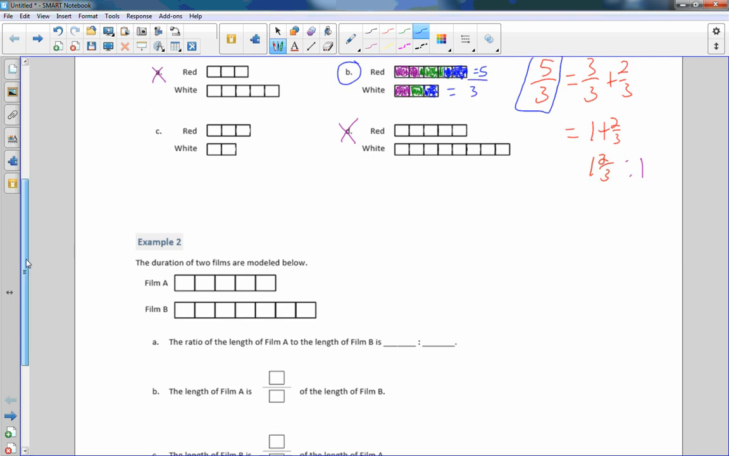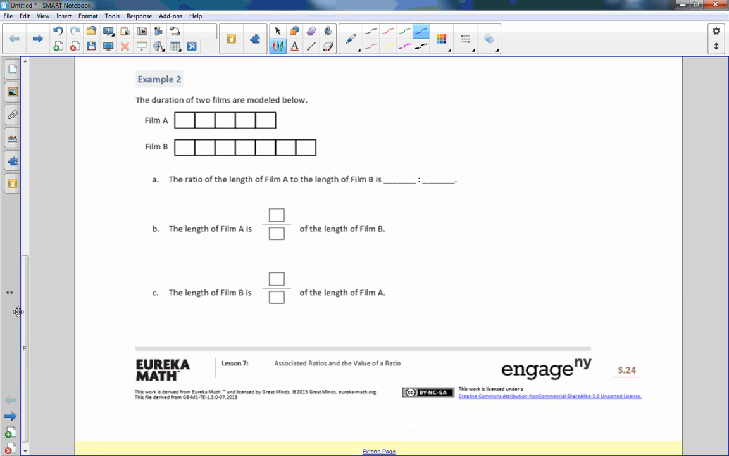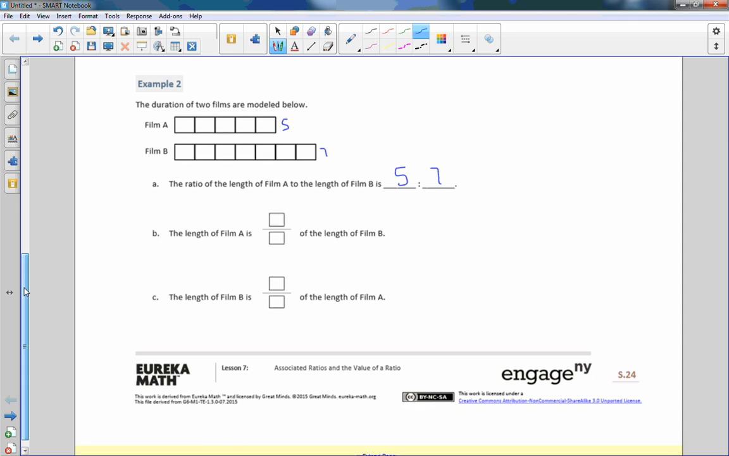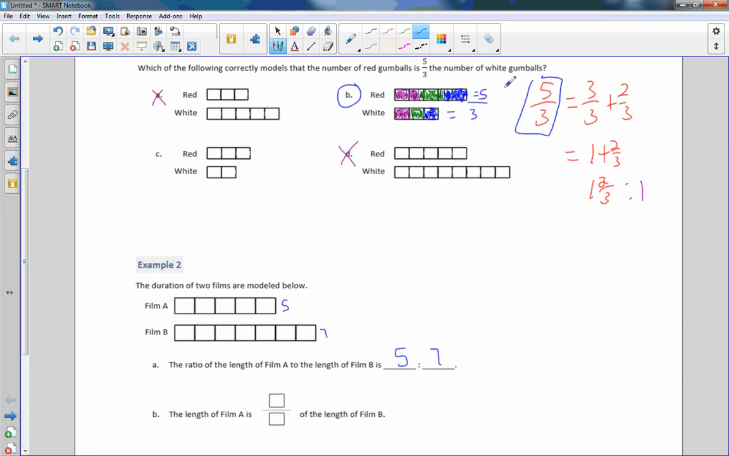Okay. Example 2. The durations of 2 films are modeled below. Film A has a total of 5 squares, and film B has a total of 7 squares. The ratio of the length of film A to the length of film B is 5:7. Just like up above, with the 5:3, for every 5 red gumballs, there are 3 white.